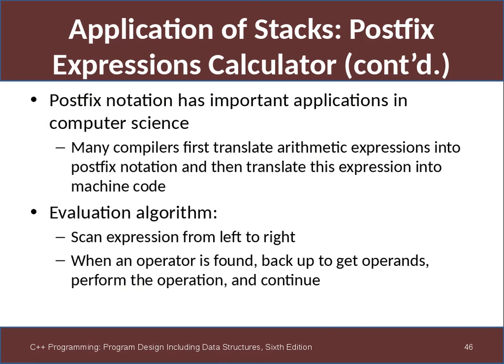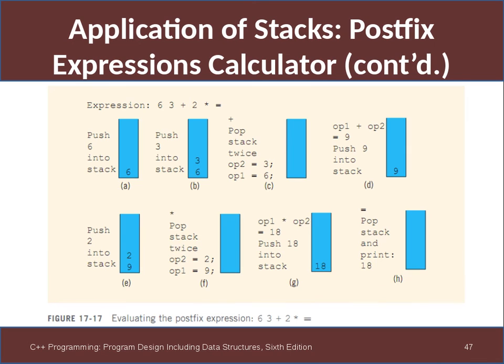All right. So a lot of compilers, I don't know why it says many. All old compilers translate the arithmetic expressions into postfix notation and translate this into machine code. We just use expression trees. Scan expression from left to right, whenever an operator is found, back up to get the operands, perform the operation, and continue.